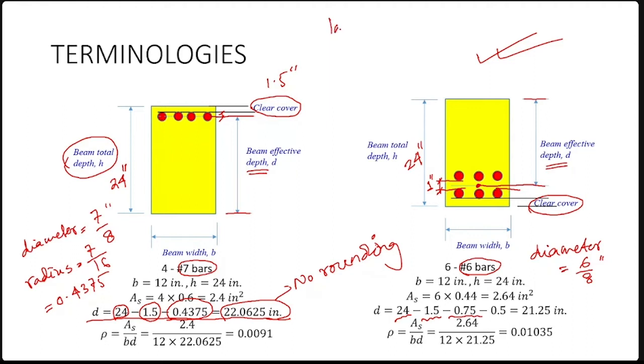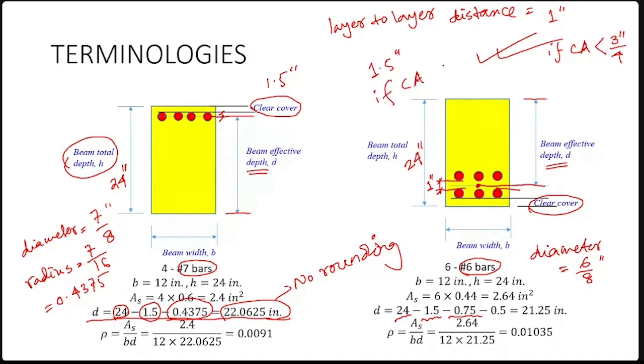Layer to layer distance: one inch if the coarse aggregate is less than or equal to 3/4 inch. But it will be 1.5 inches if the coarse aggregate is less than or equal to 1 inch.